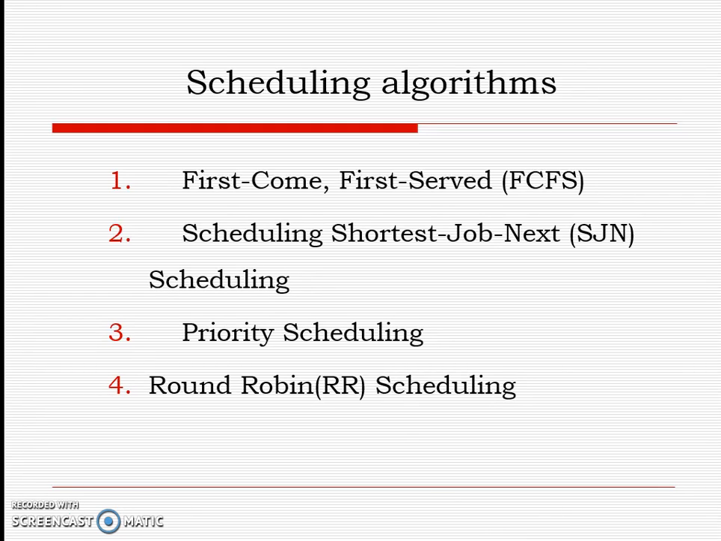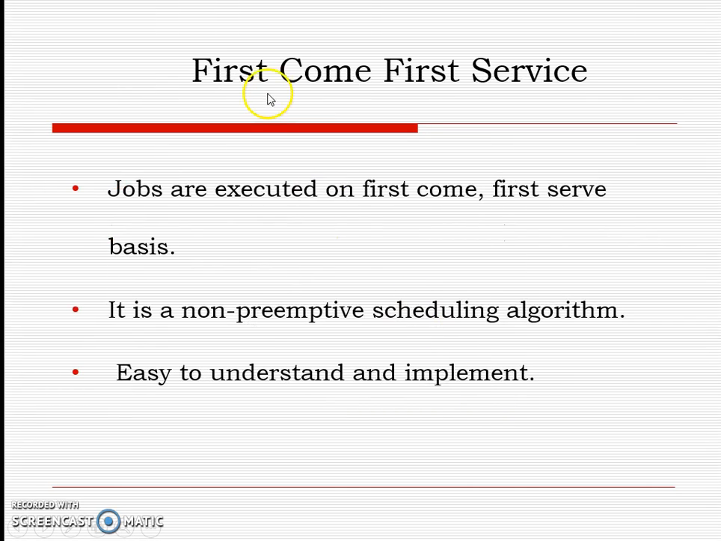Here I mention some of the algorithms. First one is first come first serve. Second one is shortest job first, shortest job next, as we call it today. Third is priority scheduling, and the fourth one is round robin scheduling.